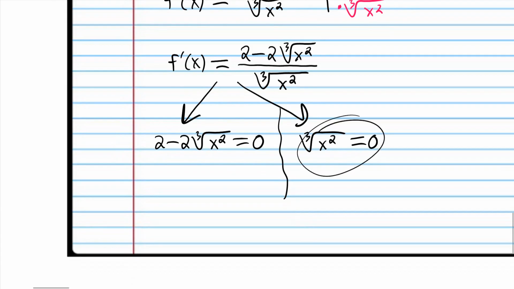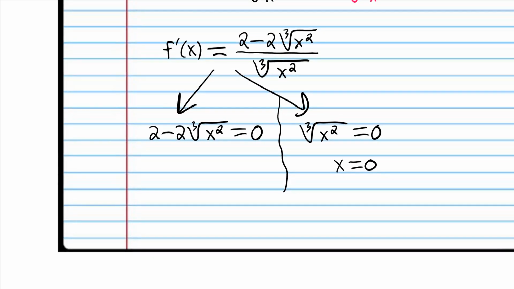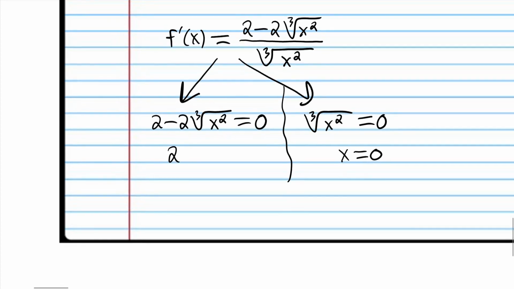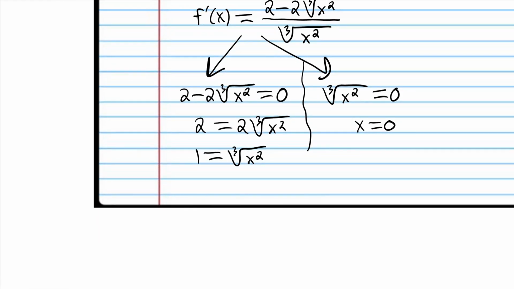Now here you can cube both sides of the equation and square root both sides of the equation, but it's obvious that x has to be 0 in order to make that work. You don't have to show all that. Over here we're going to add 2 cube root of x squared to both sides, and we end up with this equation. Then you're going to divide both sides by 2. Again, you don't have to show this. Then you're going to cube both sides of the equation and then square root both sides of the equation. And when you do that, you end up with x is equal to plus or minus 1.